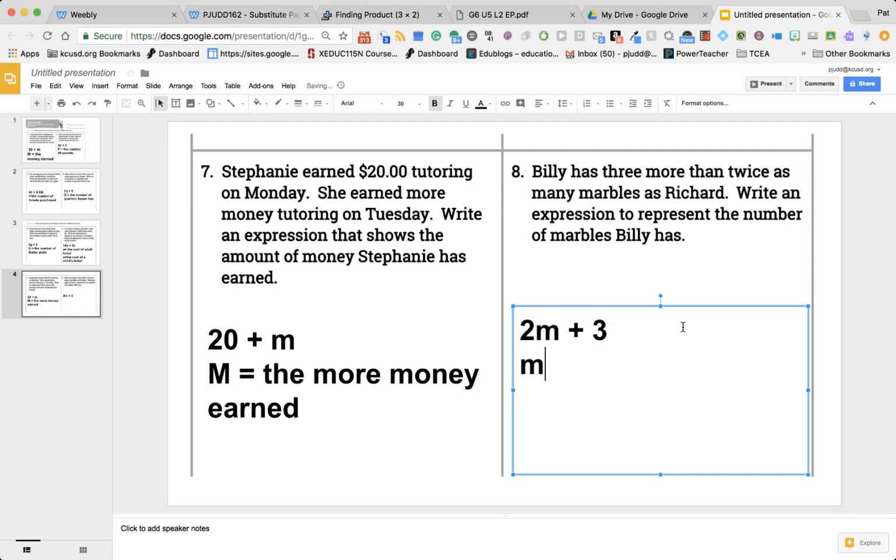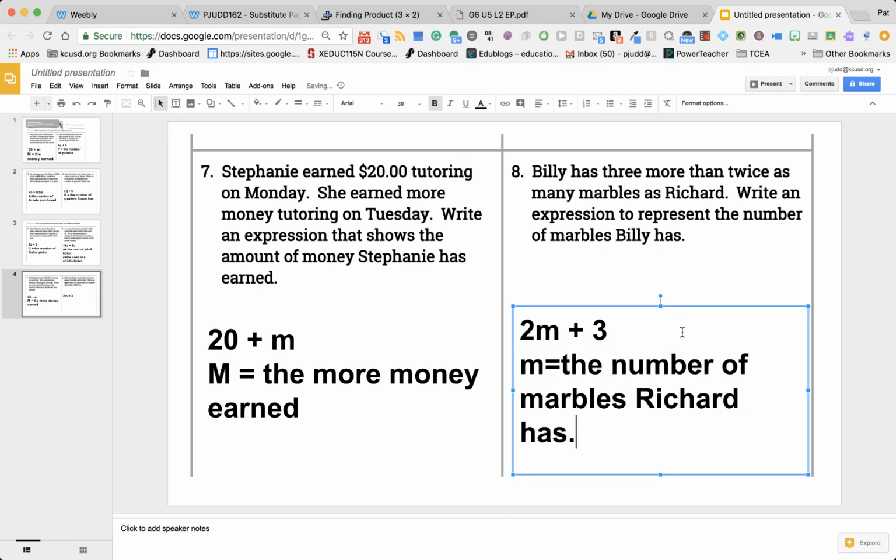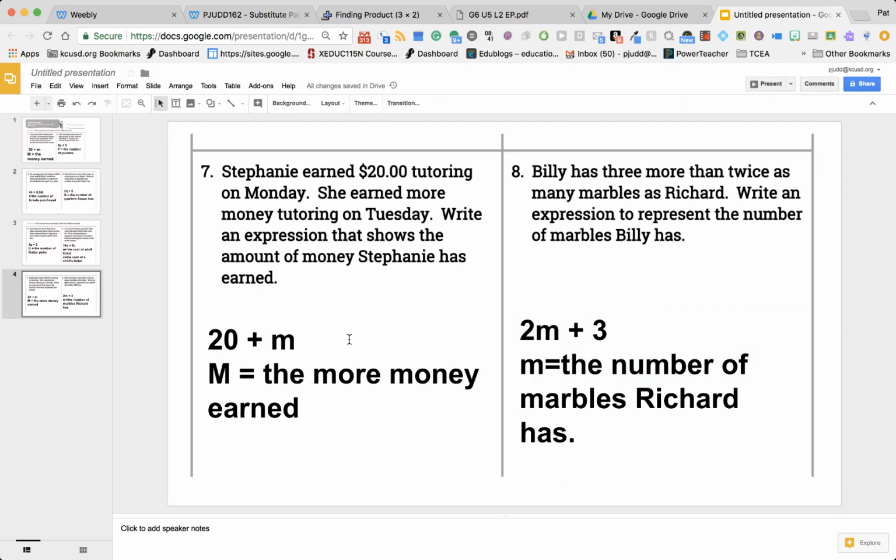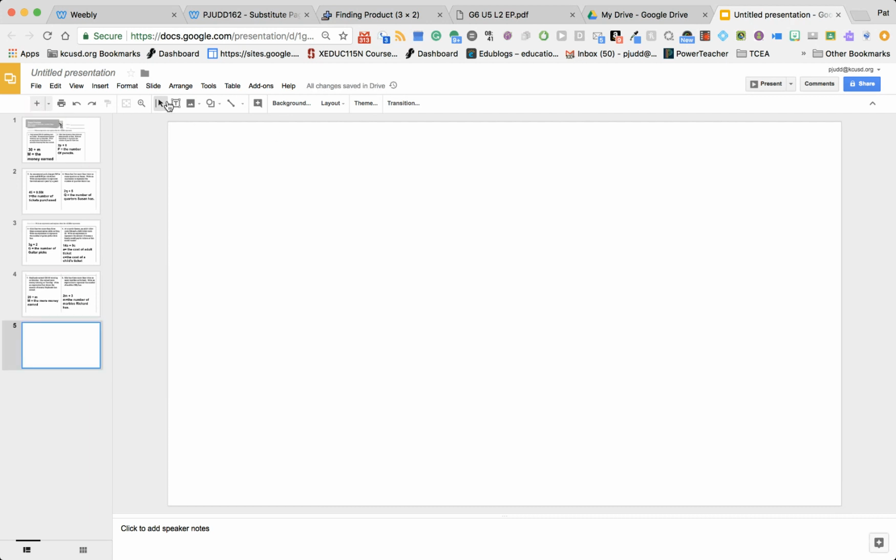And in this one, M represents the number of marbles Richard has. Or you could just put the number of marbles. Okay? So that completes the work that we are doing here. There should probably be additional time. I don't think you would be to the end of the period right now.